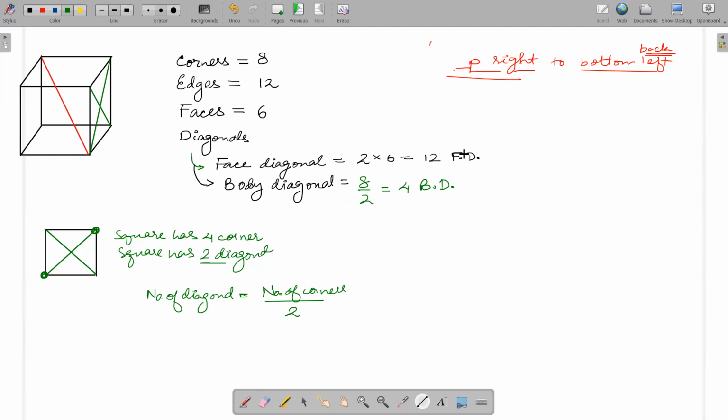Then we will talk about if this length is A, this length is A, this length is A. So what will be the length of body diagonal and what will be the length of face diagonal? Okay. So first copy this, then we will look at the length of face diagonals and length of body diagonal.